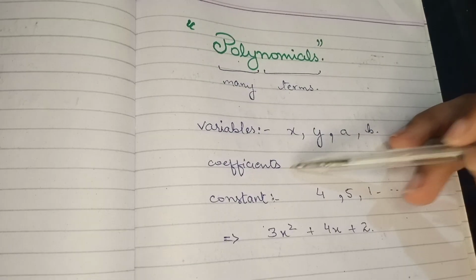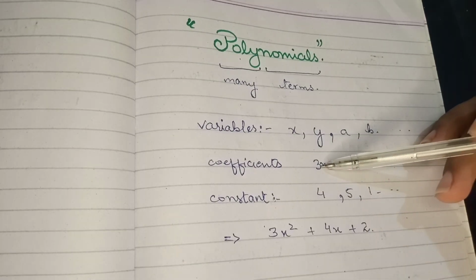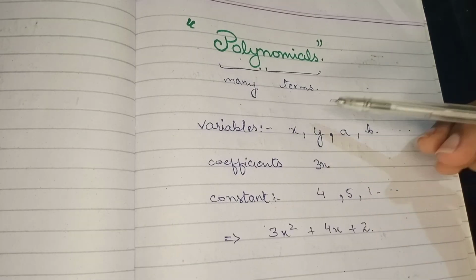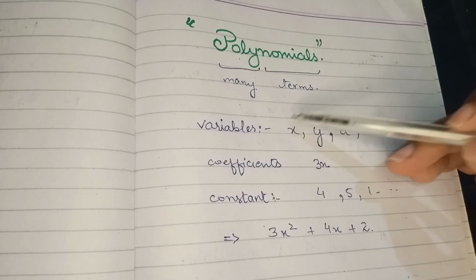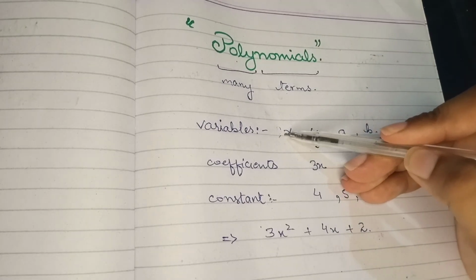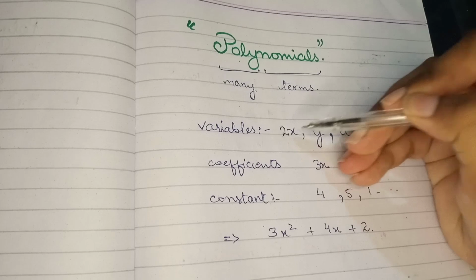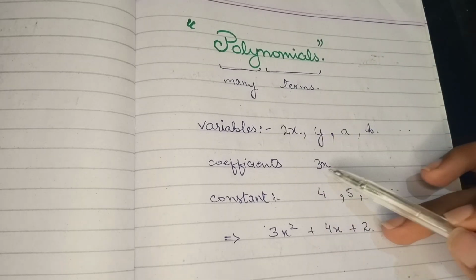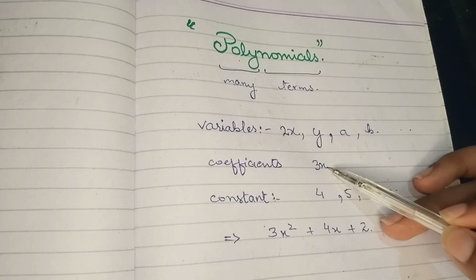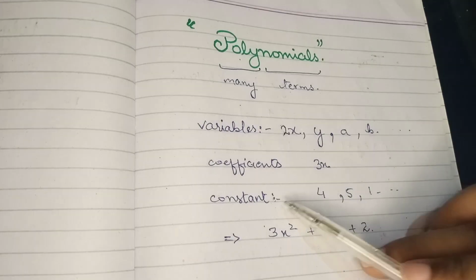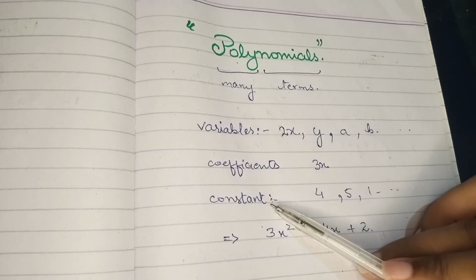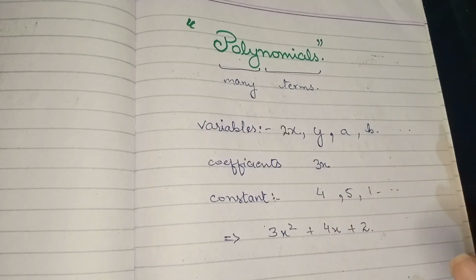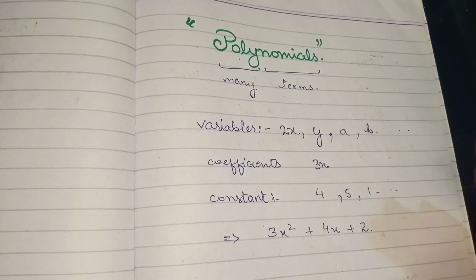If we talk about the coefficients, then coefficients are the numbers present with the variables. If I write x and I write 2 with x, then 2 is the coefficient of the variable x. Here 3 is the coefficient because it is present with the variable x. Next, constant is a single unique number present alone.